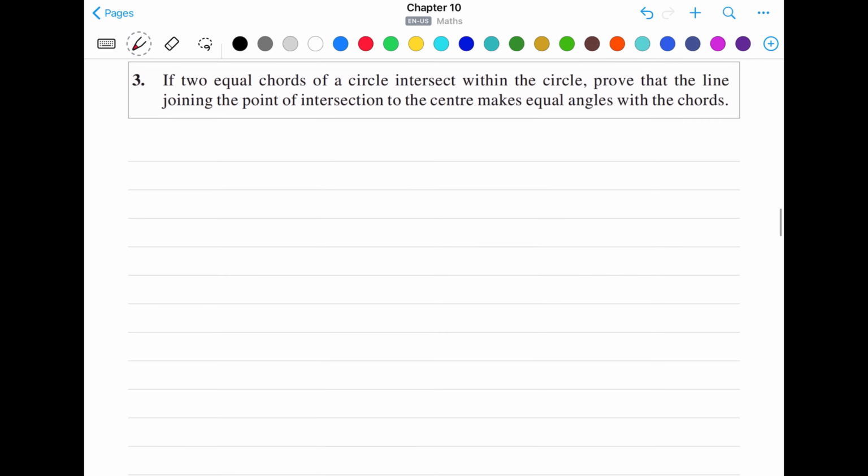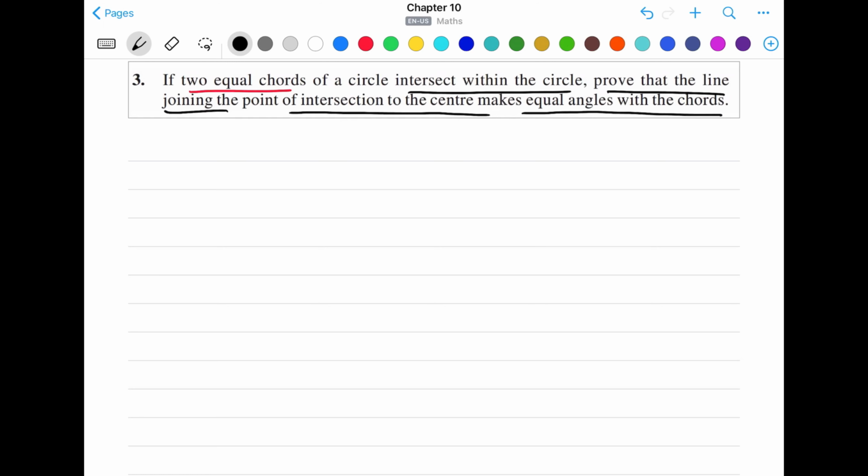Now moving to the next question, question number 3. Question number 3 is, if two equal chords of a circle intersect within the circle, prove that the line joining the point of intersection to the center makes equal angle with the chord. So now what we have is, again we are given two equal chords, and they are intersecting within the circle. We have to prove that the line joining the point of intersection to the center makes equal angle with the chord. Okay, so let's draw its figure first.